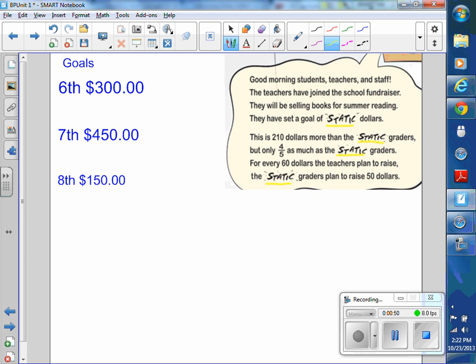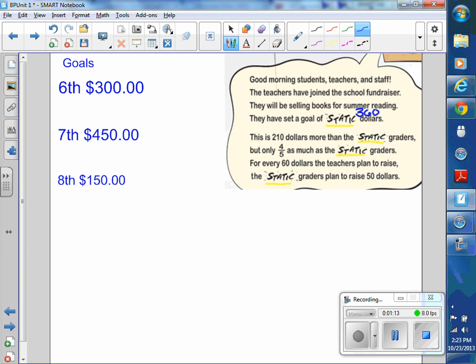Okay, so I know that you had time to think about it yesterday, and some of you might have an answer. Does anybody want to share one of their answers before we work it out? Yeah, Peter? $360. Where would that go in that? They have set a goal of $360.